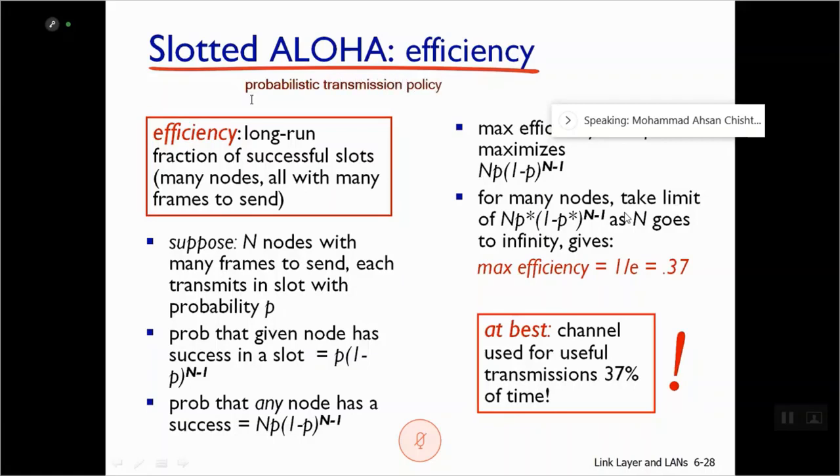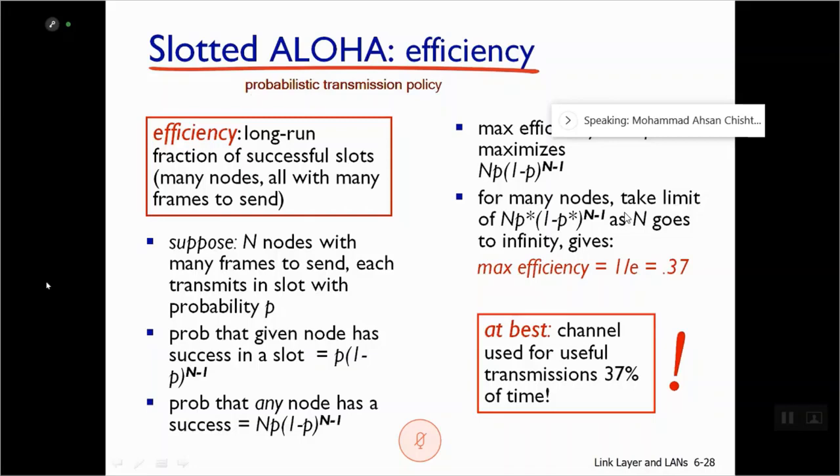Transmission policy. And what is this probability? It's like the slots that were empty because many active nodes who wanted to transmit refrained from transmitting because they had faced a collision. So they randomly waited for some amount of time. This is based on probabilistic transmission policy. And now we have n nodes and each transmits in a slot with a probability of p.